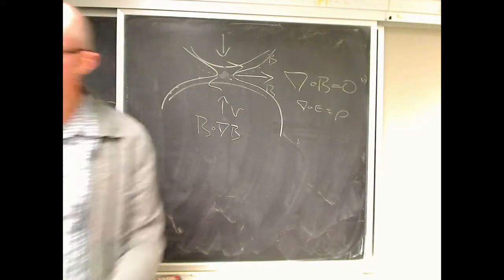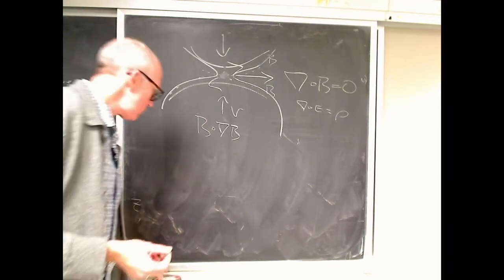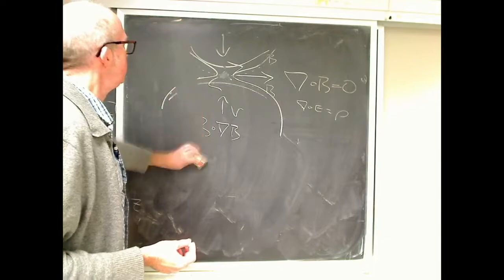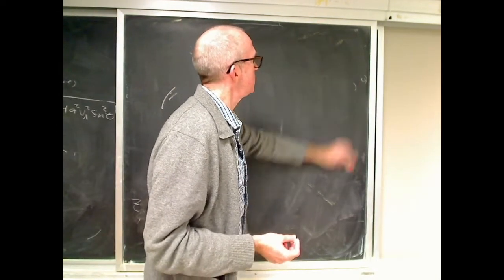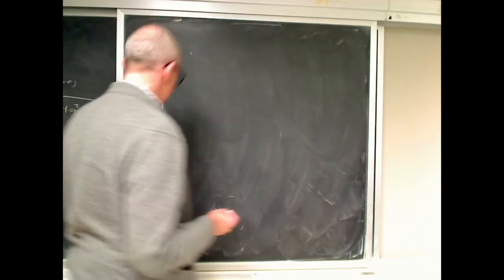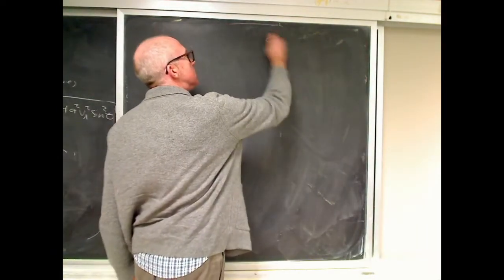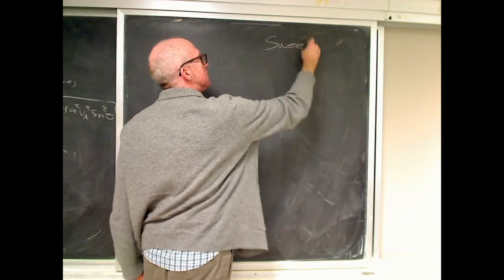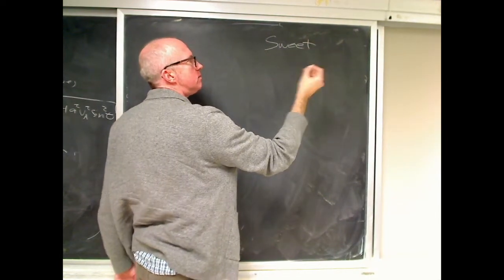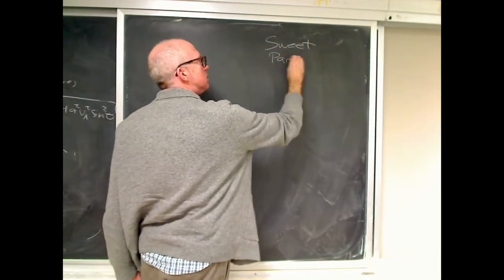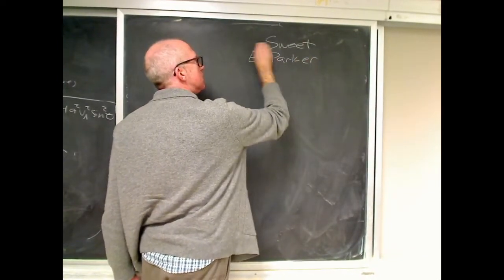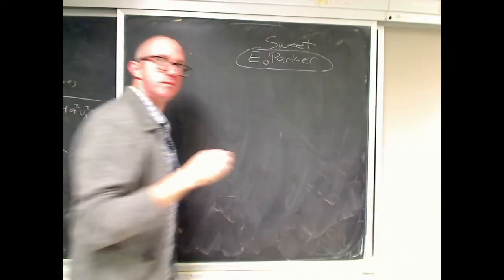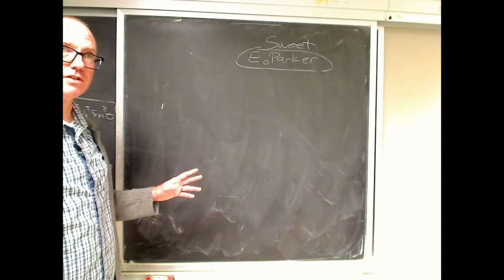So what we want to do is talk about this process. So this is postulated in the 50s by Sweet and Parker. Sweet didn't do a ton. Eugene Parker is one of the most important scientists of the 20th century.